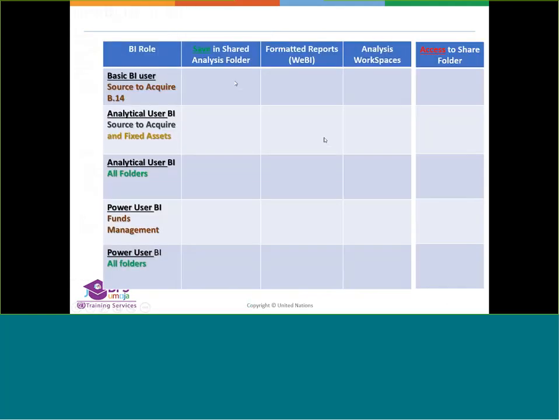Okay, so now let's do some sort of game so we understand how this segregation of access works. Okay, so let's say I'm a BI basic user on source to acquire BI14. So I'm a person who is coming to this WebEx, and probably next week I will come to the next WebEx for the BI14 type of reports.